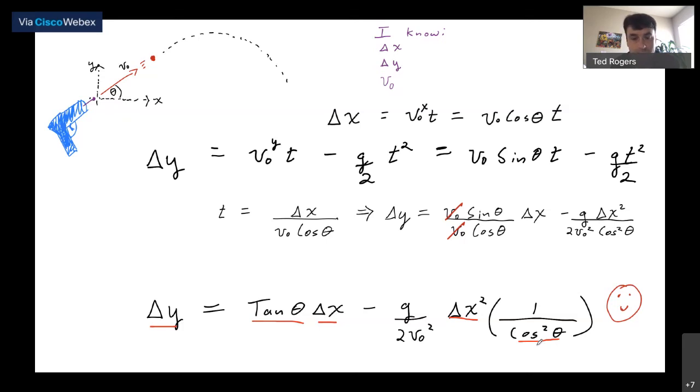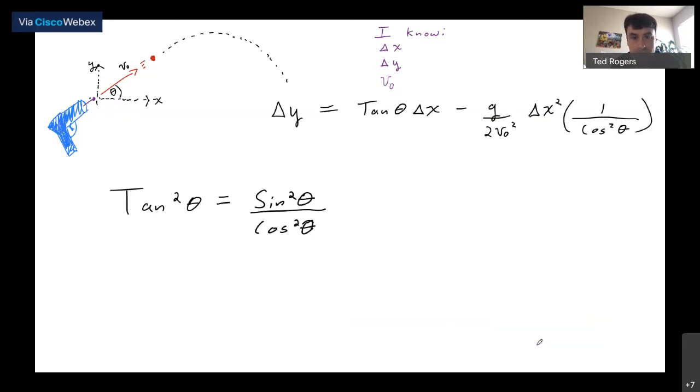So maybe that's a little bit confusing until you note that tangent squared of theta, well, that's just sine squared theta over cosine squared of theta. Again, I'm taking my last result and just sliding it up the top of the page to keep it on hand.